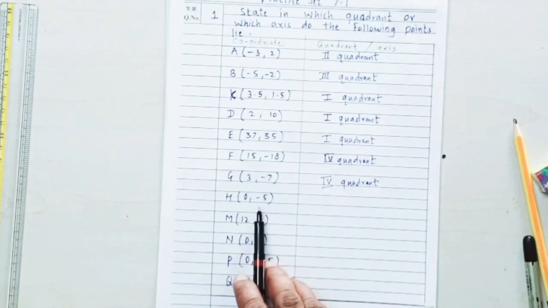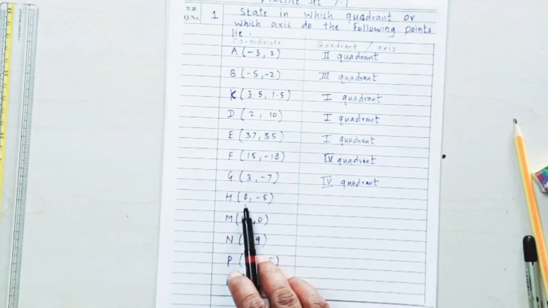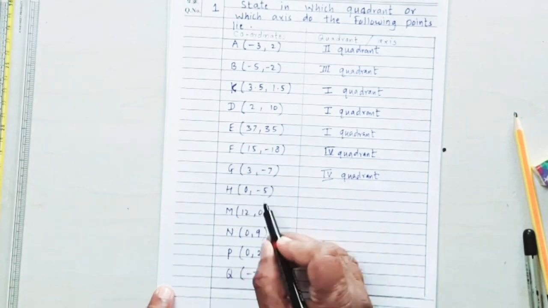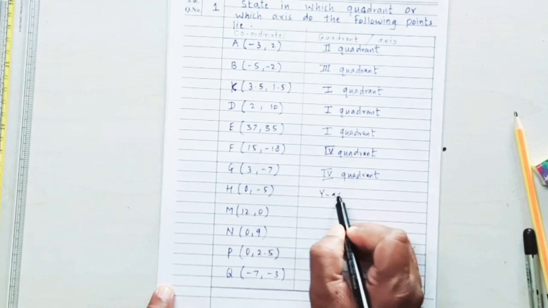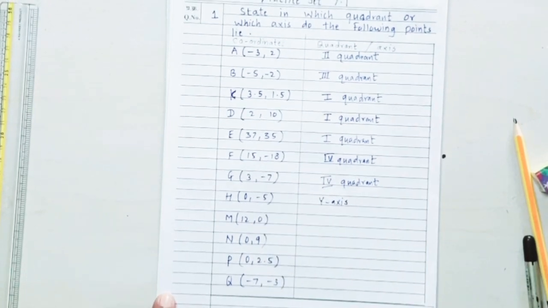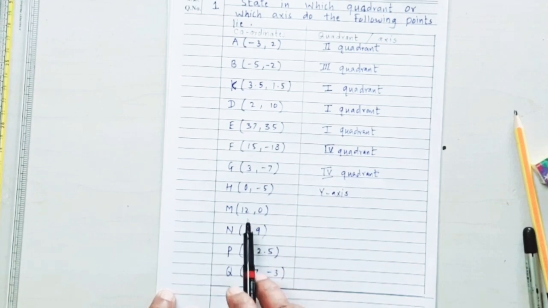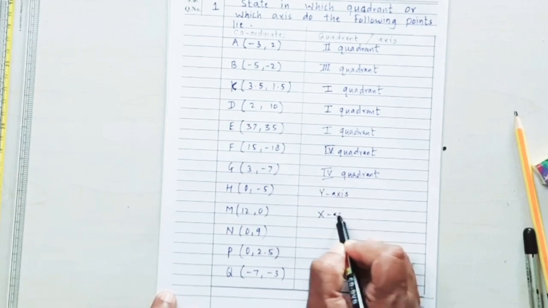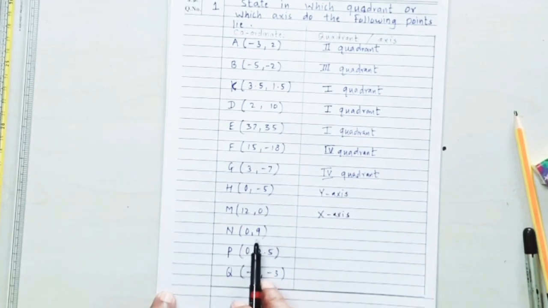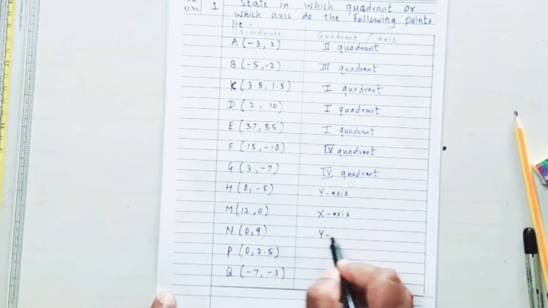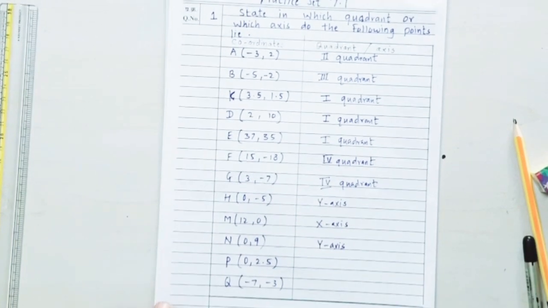Then H, (0, -5). The x coordinate is 0 and the y coordinate is -5. So the x coordinate is 0 on the y-axis, so this point lies on the y-axis. Then (12, 0). The y coordinate is 0 and the x coordinate is 12, so this point lies on the x-axis. Then (0, 9). Again the x coordinate is 0 and y is 9, so this point lies on the y-axis.